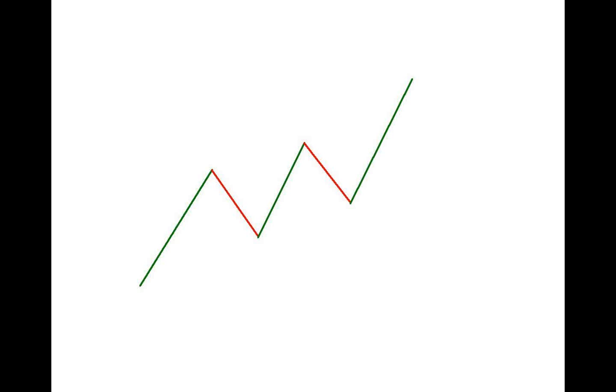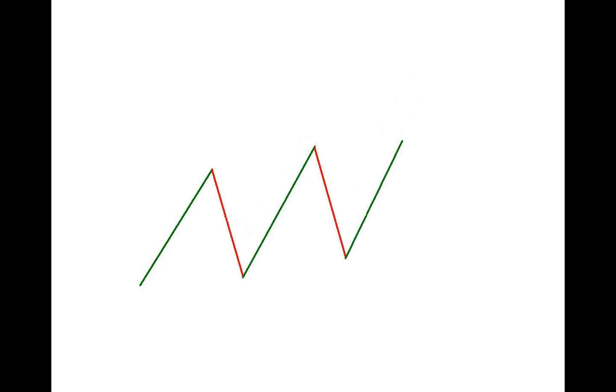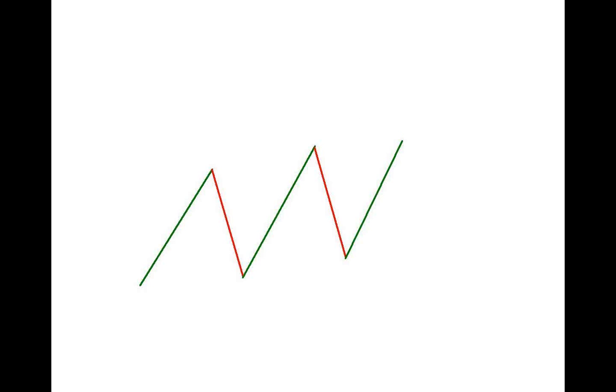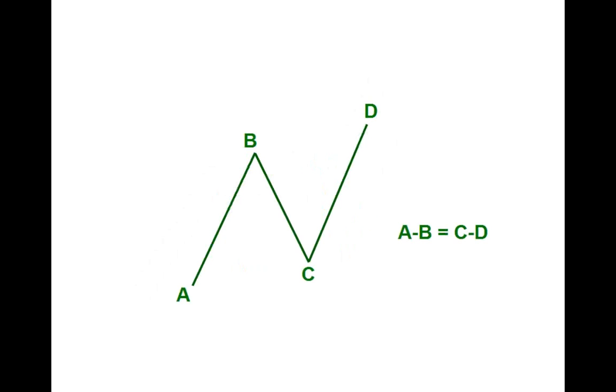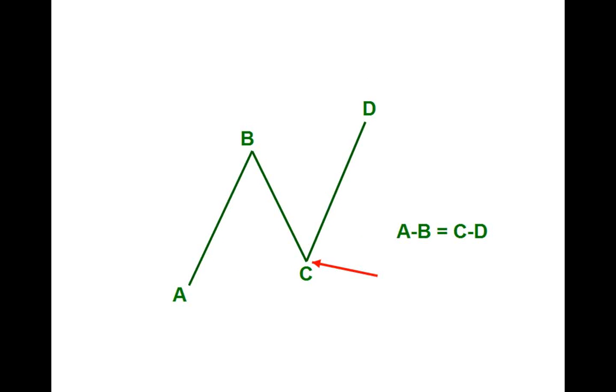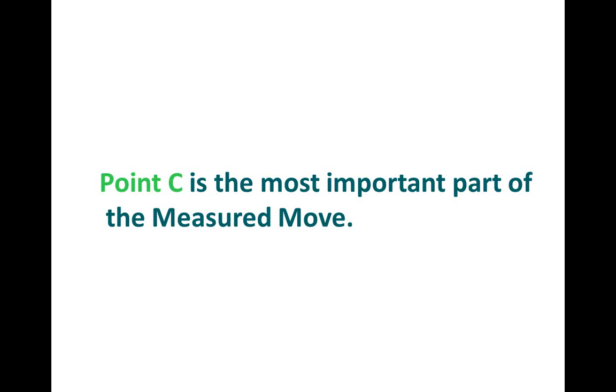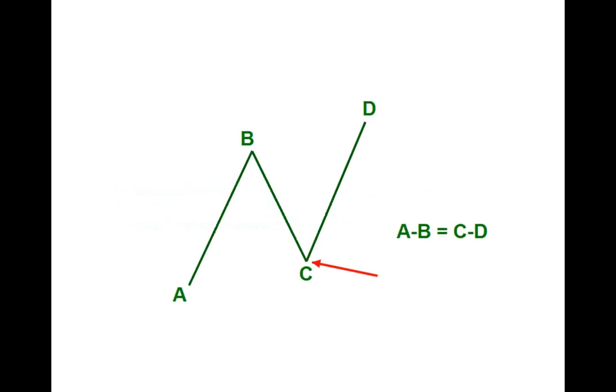This is an upward trending market, and so is this, and so is this. What's the difference between this and this? They're both uptrending markets. They're both showing higher lows, higher highs. Well, let's go back to the measured move. We'll say AB equals CD, but the real key is point C. Point C is very, very important. It is a pullback from B down to C, against the AB leg. So point C, again, is the most important part of the measured move.